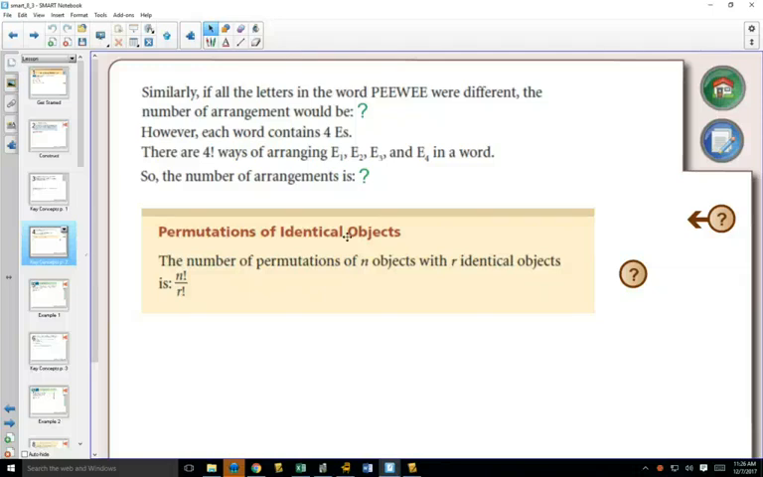So our new strategy is permutations of identical objects. Maybe we'll call it the Mississippi strategy. Maybe not, if we can't spell it.